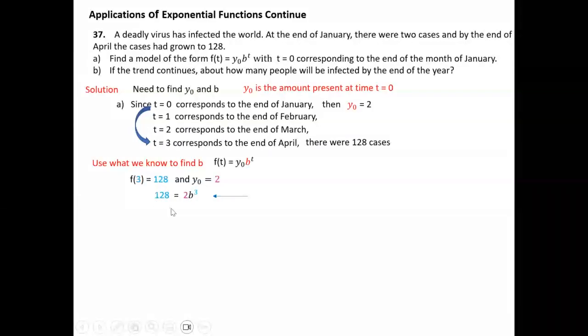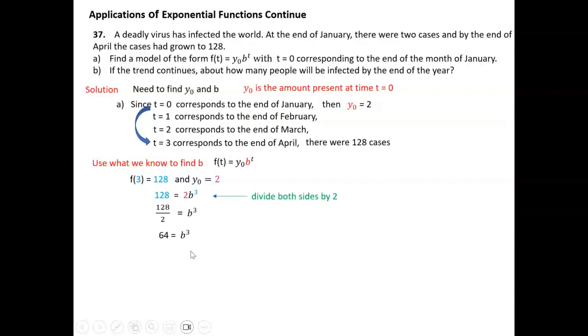So here, we're going to divide both sides by 2 because we're trying to solve for b. It will give us 64 equals b cubed. Now, we have to get rid of the 3, the exponent, so we do it by applying the power rule. How can we cancel the 3? We're going to raise both sides to the power of 1/3.